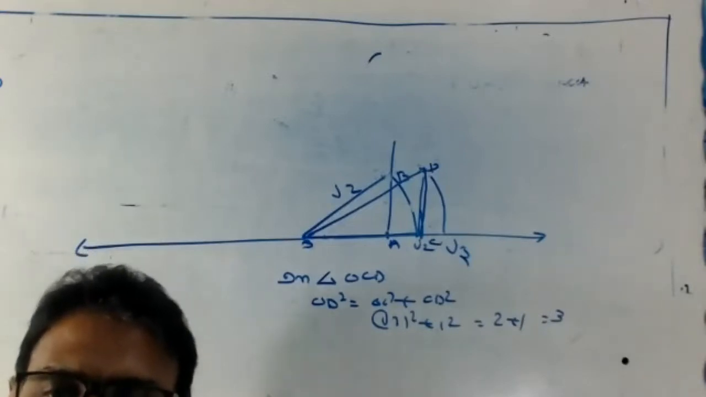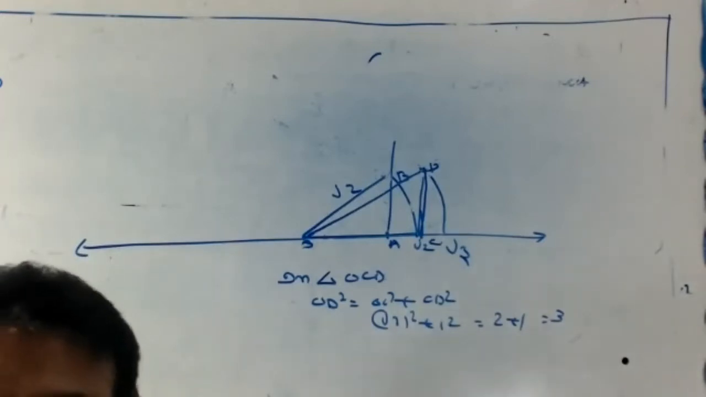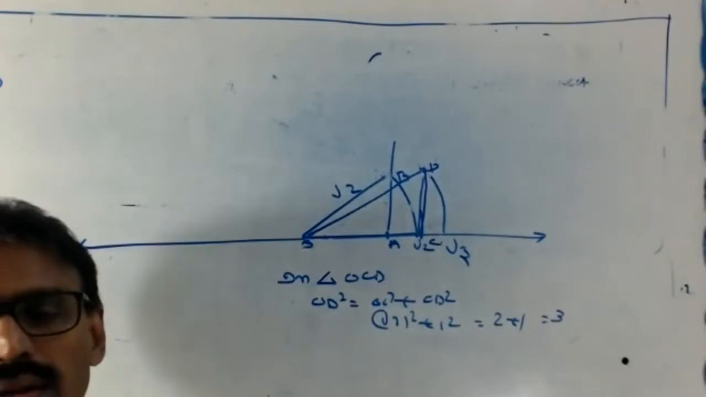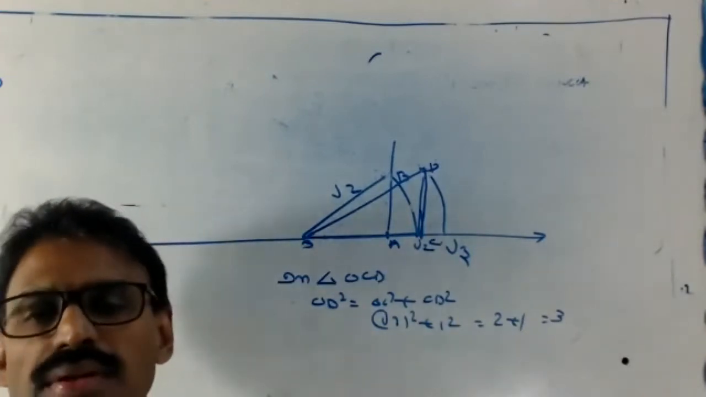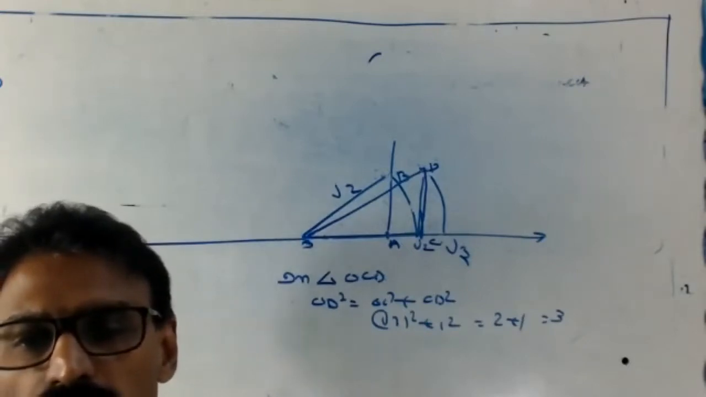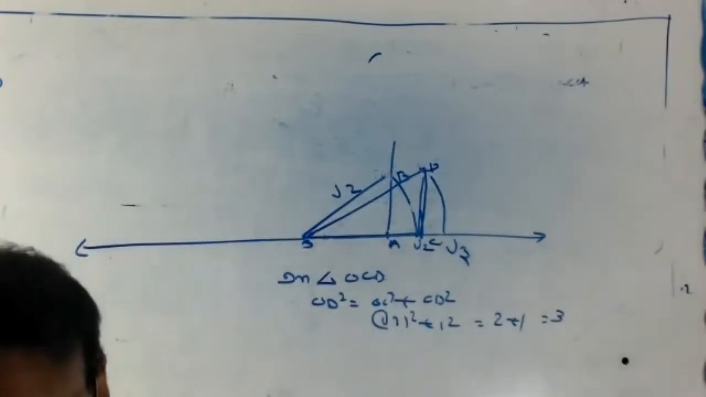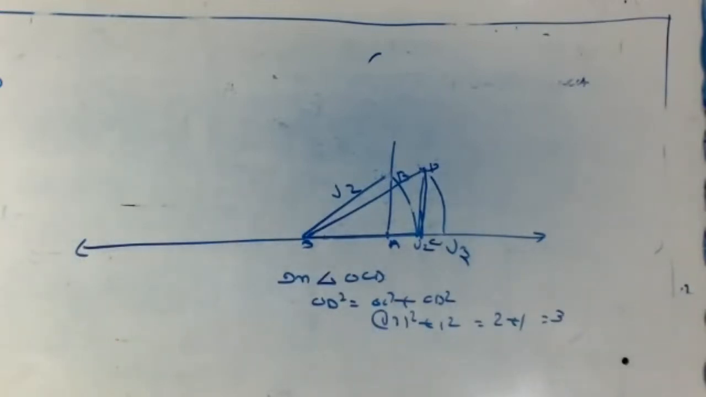I told you, you study with the steps of construction. Otherwise, I won't check it. I tell you again. First, you write the header: represent root 2 on the number line. Okay. These are the points required. Number 1, you write the header: represent root 2 on the number line. Then steps of construction. 1.